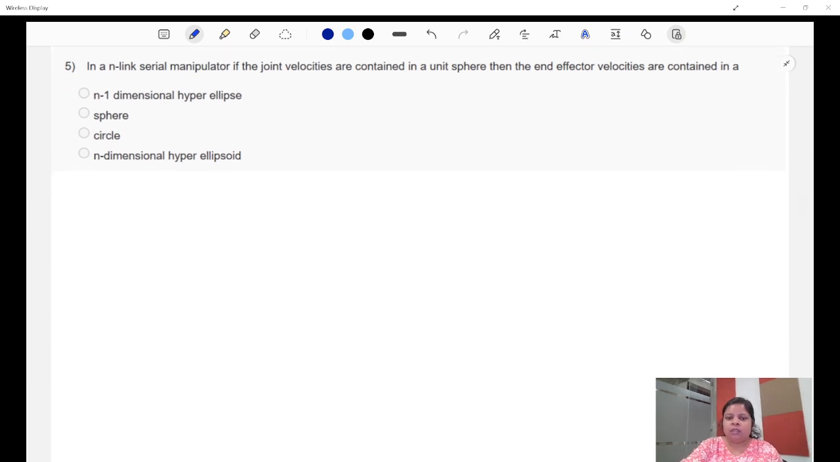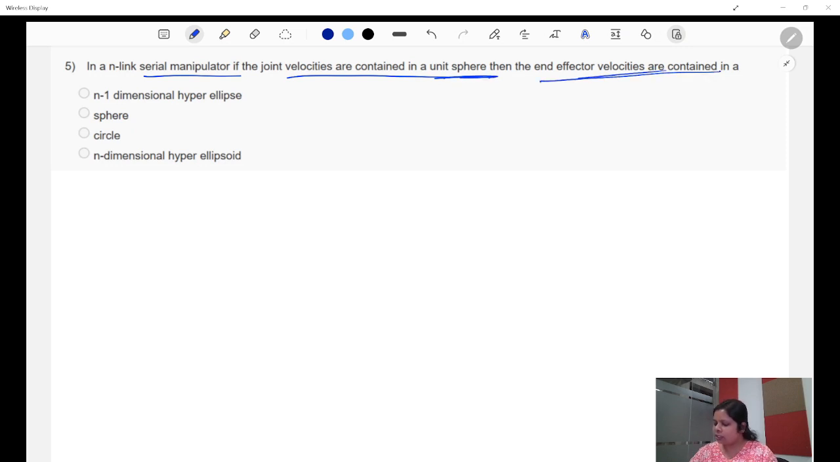So in question 5, in an n-link serial manipulator, if the joint velocities are contained in the unit sphere, then the end effector velocities are contained in what?